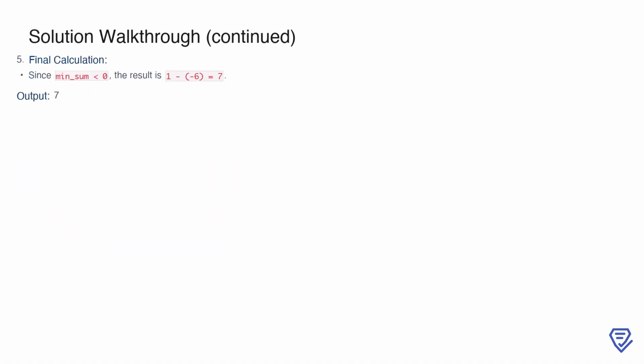To complete this example, we perform the final calculation. Since min_sum is less than 0, we find the minimum starting value needed by computing 1 minus min_sum. Here, 1 minus -6 equals 7. This ensures that all step-by-step sums remain positive when starting with this value. Therefore, the output for this example is 7.